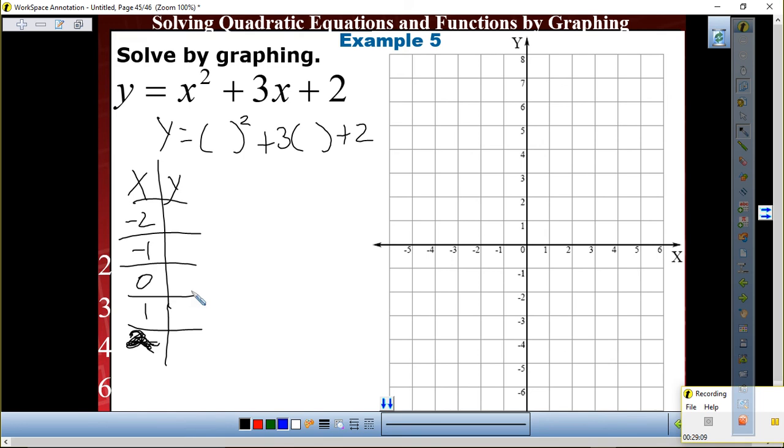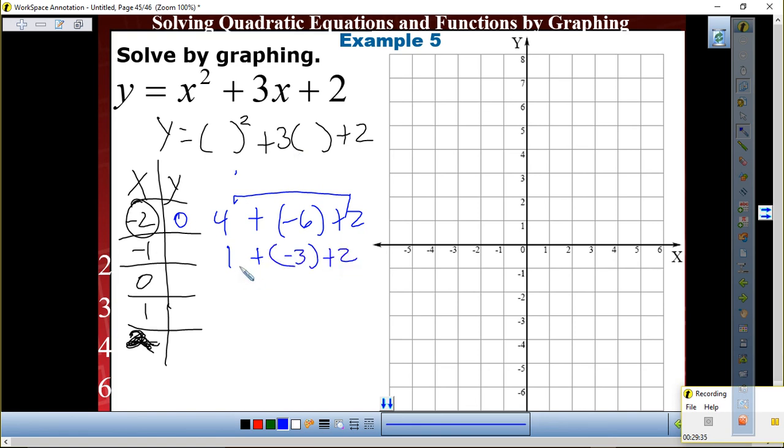First value we substitute is negative 2. What is negative 2 squared? 4 plus what is negative 2 times 3? Negative 6. Bring down the plus 2. What is 4 plus 2? Minus 6. 0. Okay. Next. What is negative 1 squared? Positive 1. Plus. What is 3 times negative 1? Negative 3. Bring down the plus 2. What is 1 plus 2? Minus 3. 0. Okay. Next.